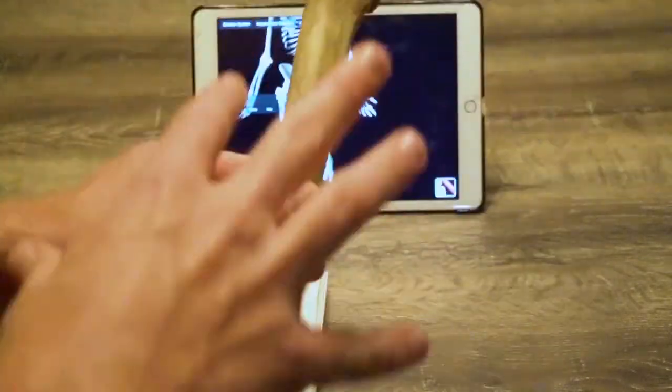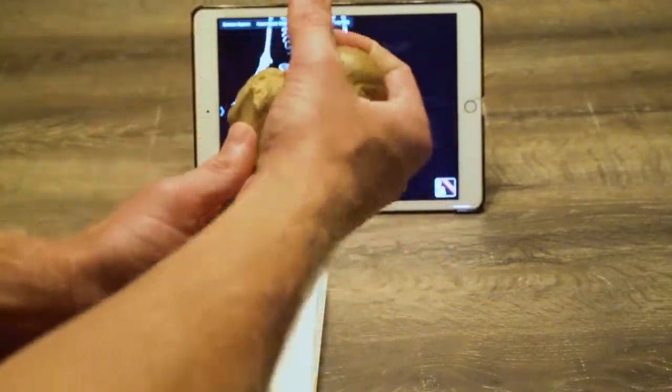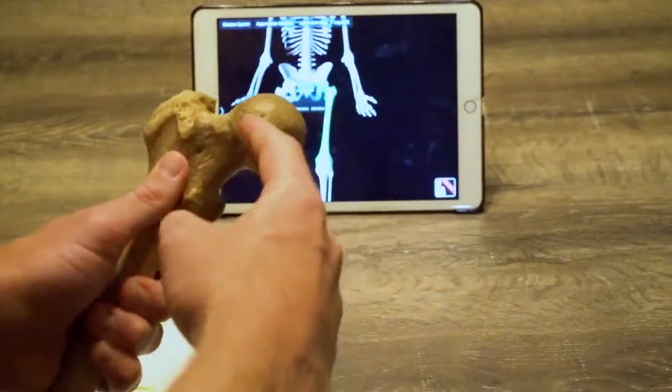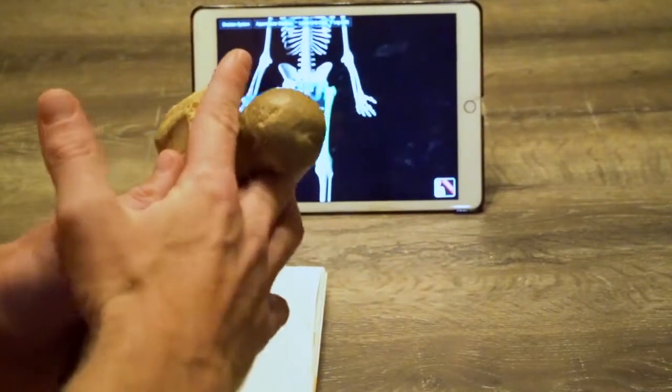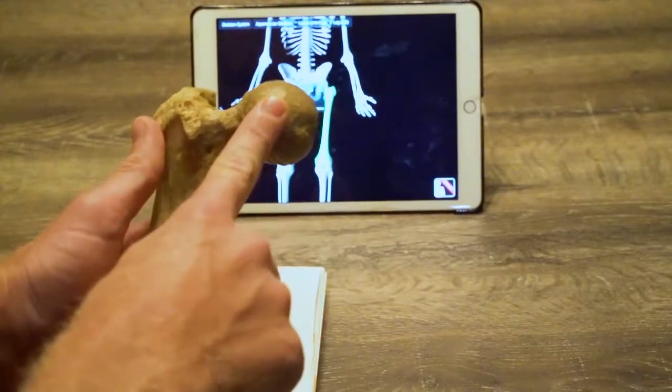I'm going to jump around the list a little bit because I like going from top to bottom. It just makes more sense that way. Okay, so we already covered this structure. This is the head of the femur. It looks like a head, and just below it is a narrow neck. So we have a neck and a head. But on this head, we have an extra structure.